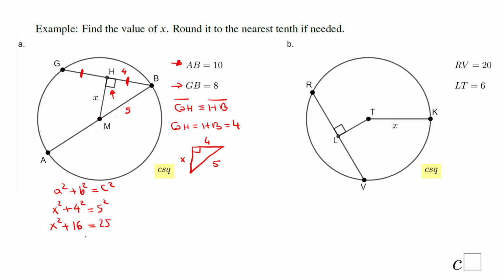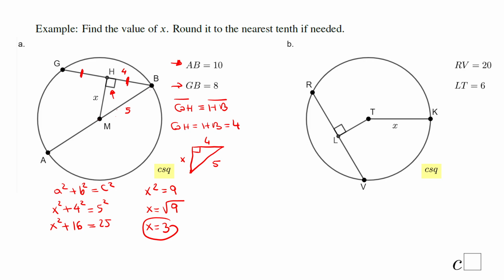I'm going to subtract 16 on both sides, so I'm going to get x squared equals 25 minus 16, which is 9, and for finding x we need to take the square root of 9. You notice I even put plus and minus, because we're talking about the length of a segment, and that will be nothing else than 3.